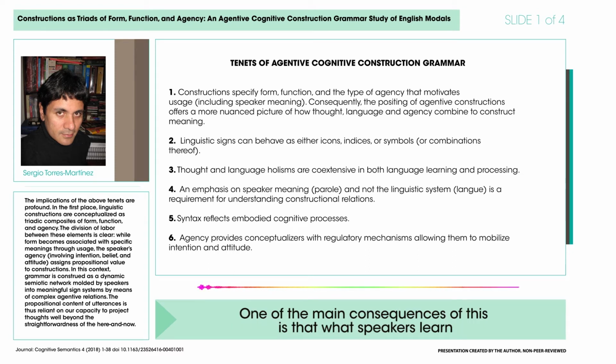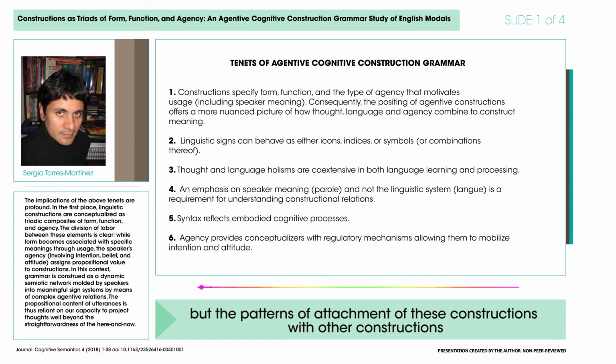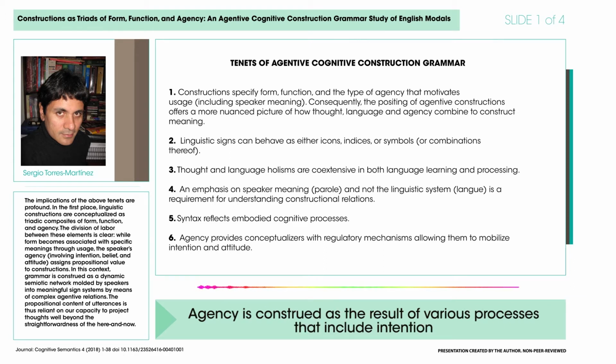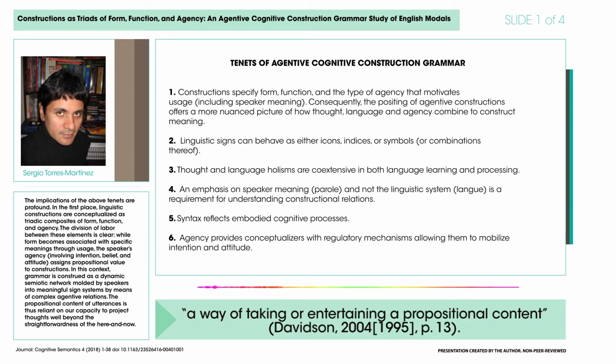One of the main consequences of this is that what speakers learn is not form-function relations, constructions, but the patterns of attachment of these constructions with other constructions on the basis of agentive selections. Agency is the willing decision to act to attain a goal. Agency is construed as the result of various processes that include intention, the actual willingness to act in a certain way, belief, to hold something to be true, and attitude, that is, a way of taking or entertaining a propositional content.